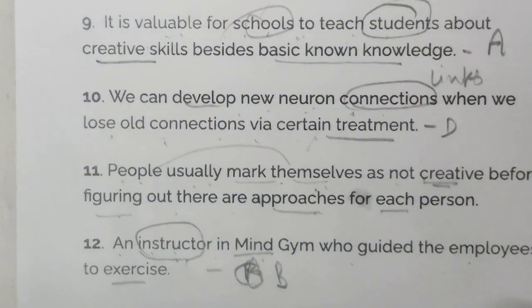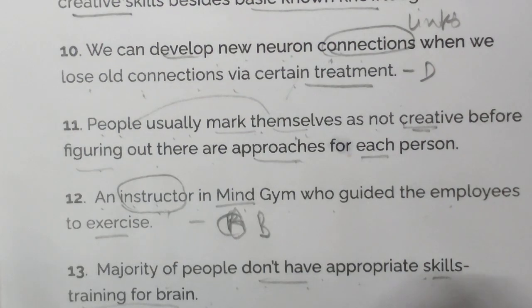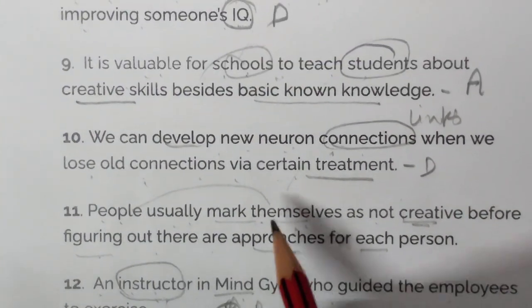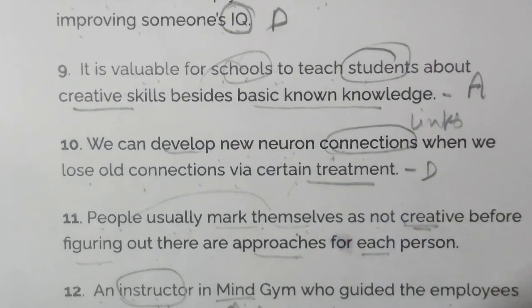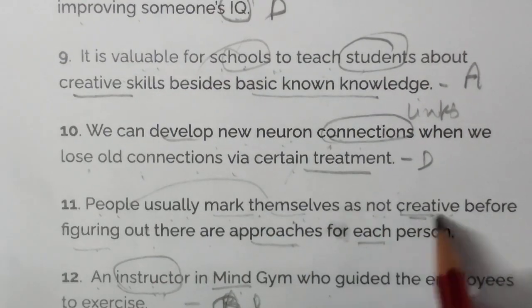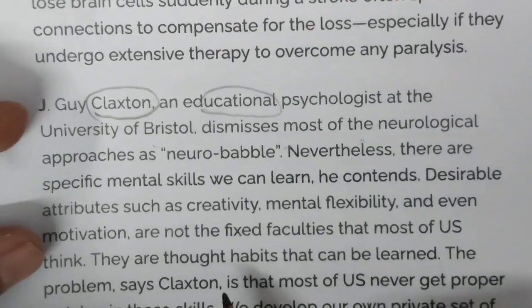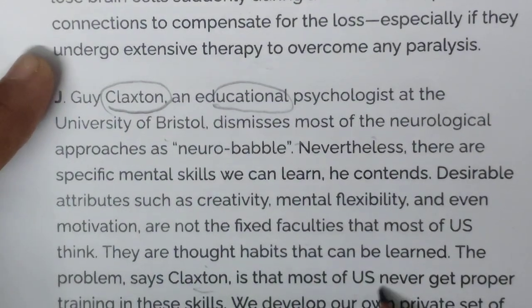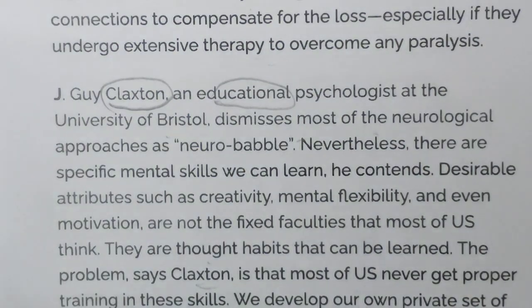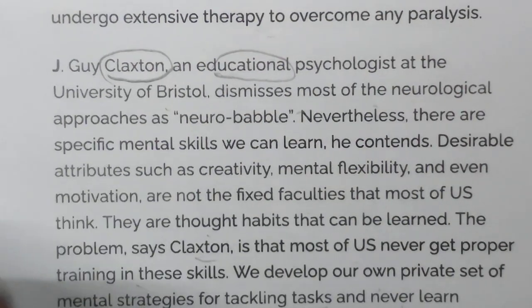Now, how many do we have left? 11th and 13th we have left. 13th: majority of people don't have appropriate skills training for the brain. People usually mark themselves as not creative before figuring out. Here we have done everything, only 11th and 13th are left. So let's read what this person says: these skills are not fixed, we can develop our own private sets of mental strategies for tackling tasks and never learn anything explicitly. Worse still, because any learned skill.